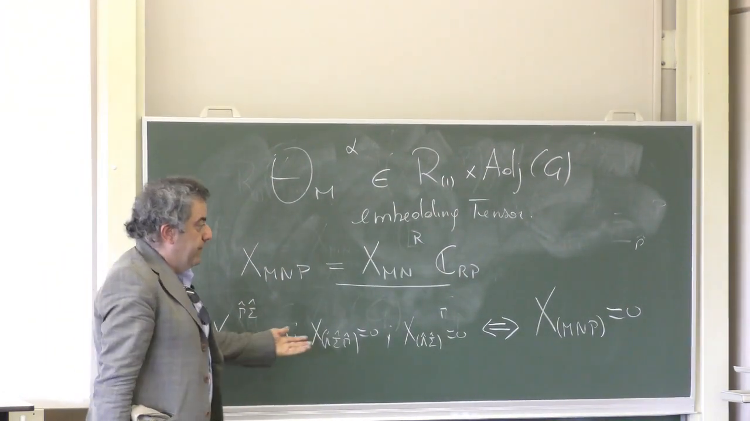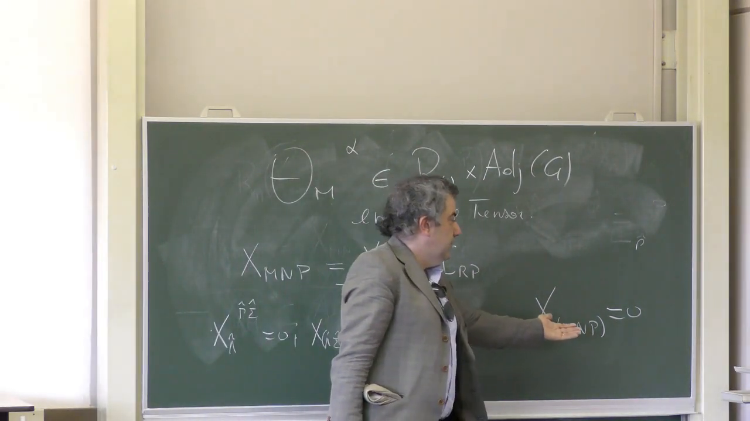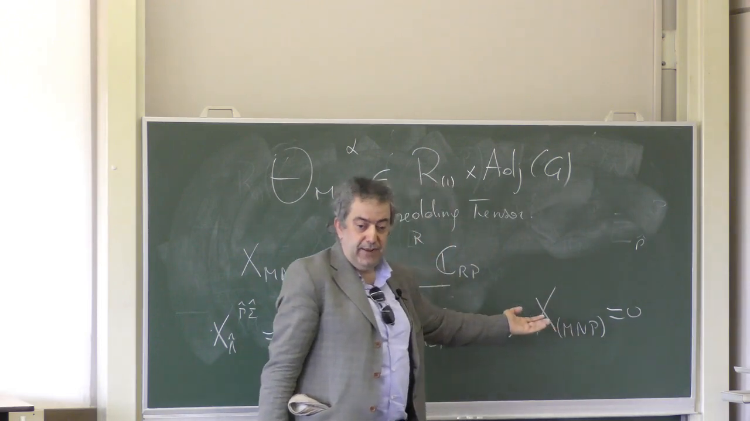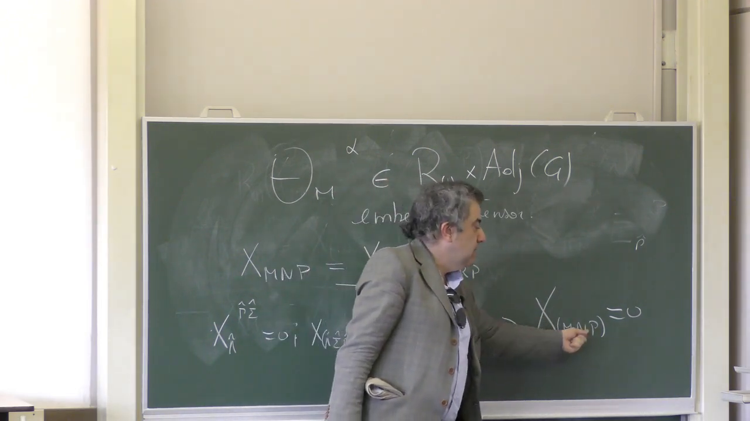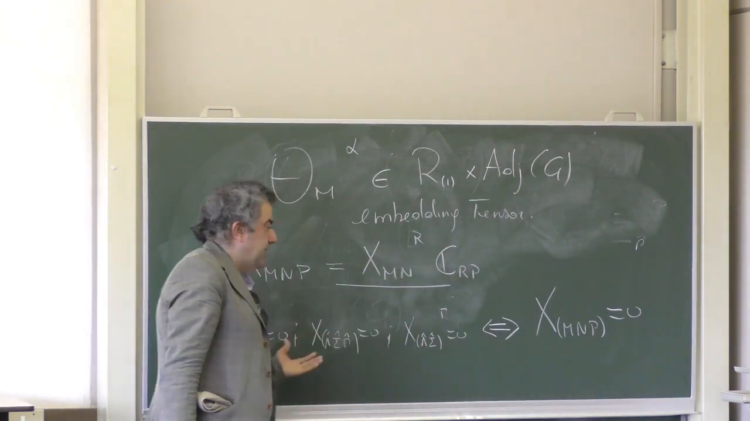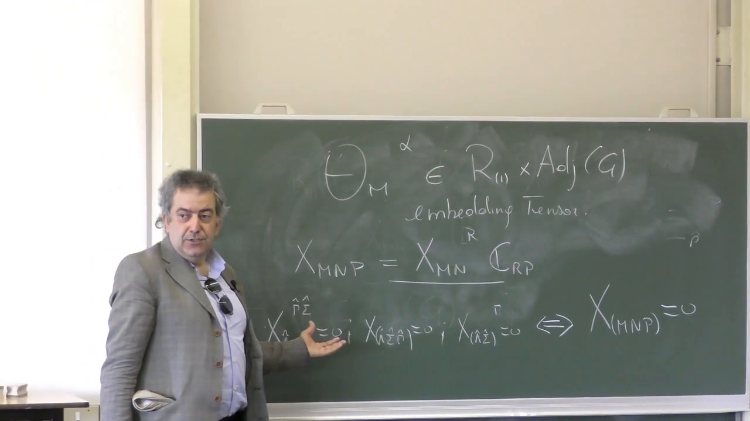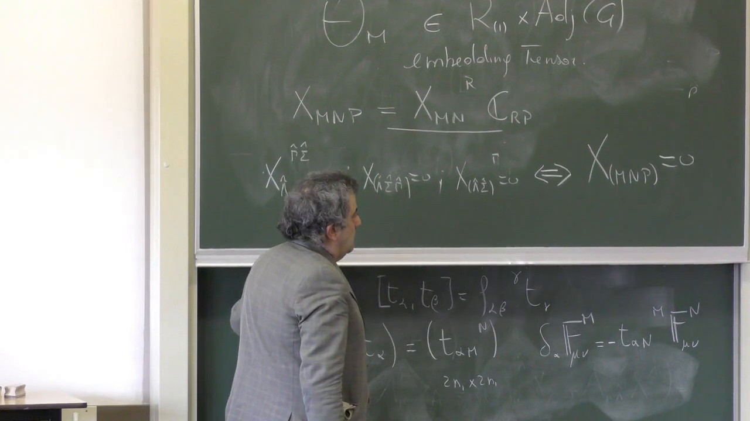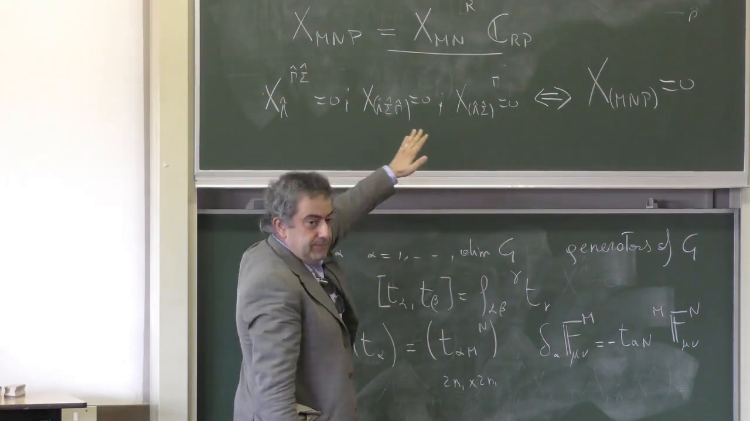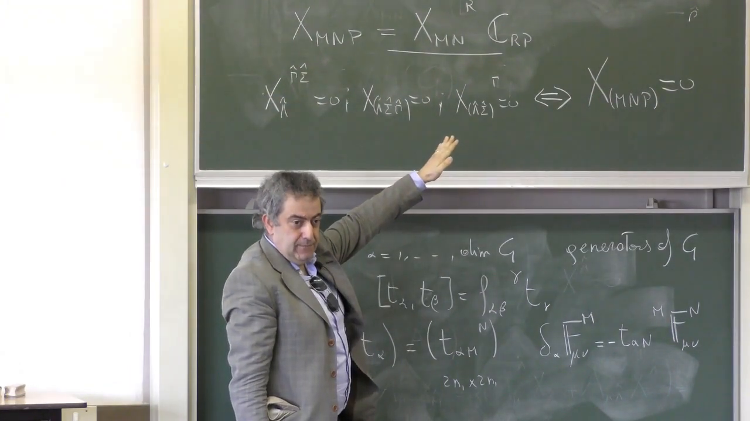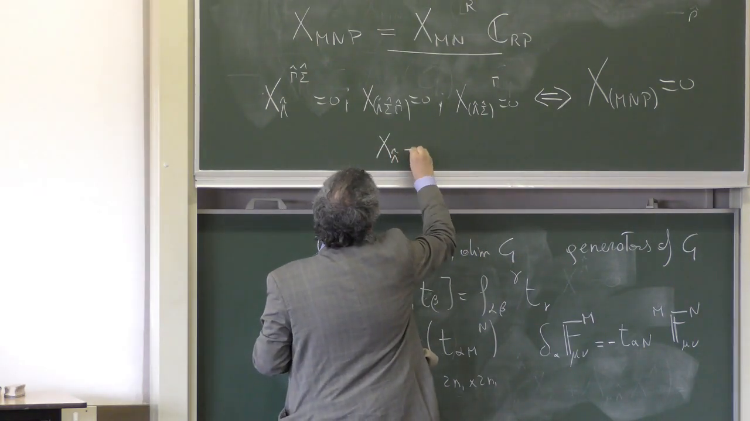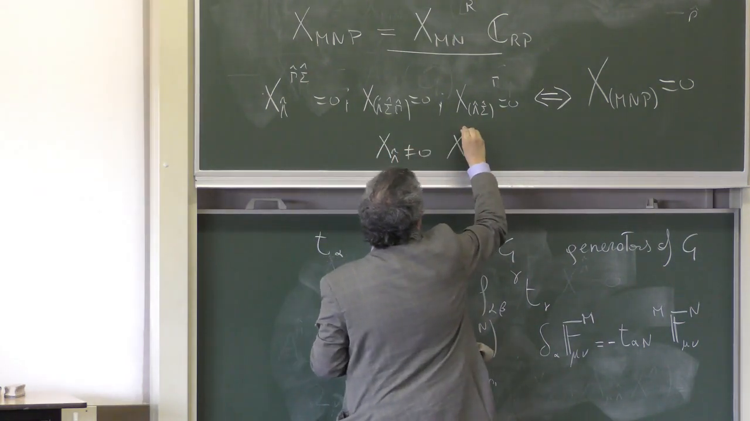Okay, you can verify by simply specializing. This is written in the generic frame. Well, if you specialize this to the electric frame, what you get are precisely these conditions. Okay. So they are all encoded in one. Remember that in the electric frame, this is different from zero, but this is important. Okay.